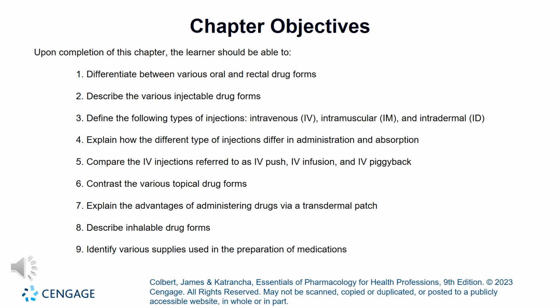Upon completion of this chapter, you should be able to differentiate between various oral and rectal drug forms, describe the various injectable drug forms, define the following types of injections: intravenous or IV, intramuscular, IM, and intradermal, ID. Explain how the different types of injections differ in administration and absorption. Compare the IV injections referred to as IV push, IV infusion, and IV piggyback.